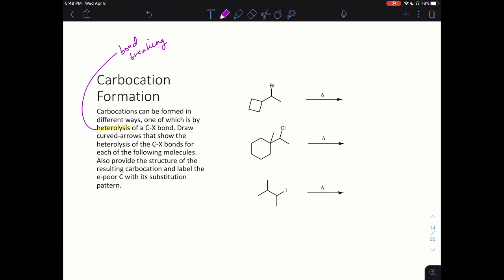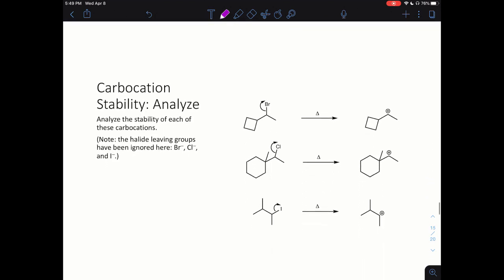I want you to take all of these alkyl halides that I have listed here, break the C-X bonds, draw the carbocations, and then label the electron poor carbon with its substitution pattern. So methyl, primary, secondary, tertiary, whatever that may be. Please try this on your own.